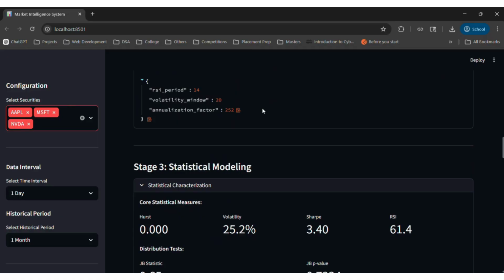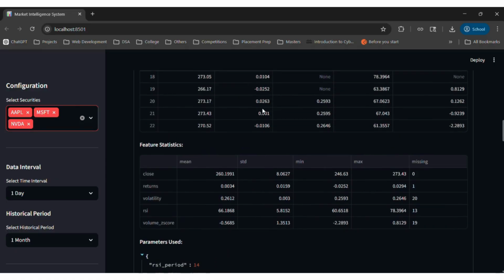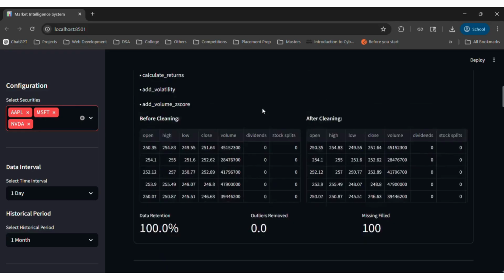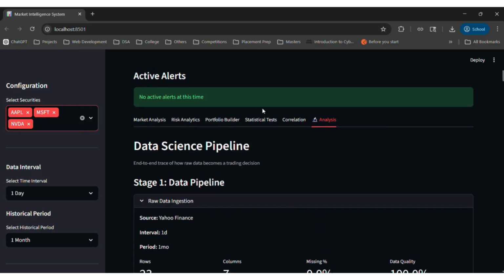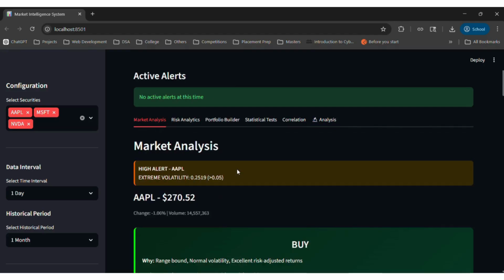For each feature, we also compute mean and standard deviation. Why this matters? This helps understand feature distribution, normalize signals, detect unusual behavior. This is a standard practice in data science to ensure interpretable and comparable decisions. After feature engineering, we apply statistical modeling techniques.